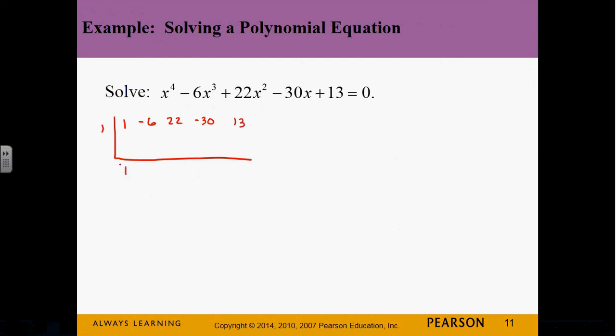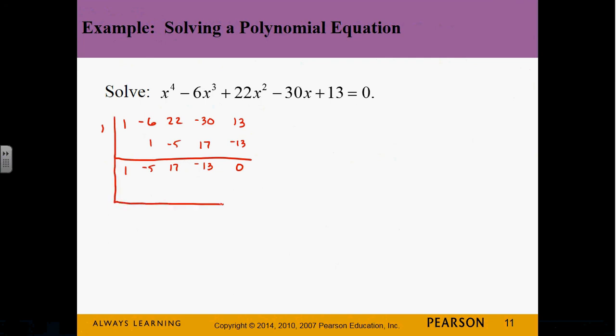So bring down the 1, multiply and bounce, add. Multiply and bounce, add. Multiply and bounce, add. Multiply and bounce, add. 1 is a root. All right? But now we're at a cubic. We're not at a square, right? We haven't gotten down to a quadratic, so we're going to have to do it again to get down one more time. So I did 1.